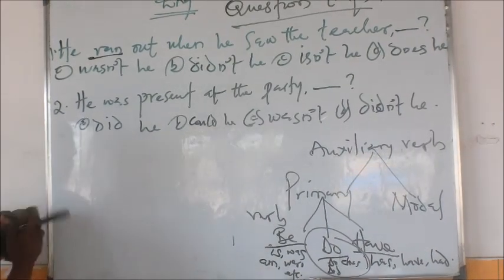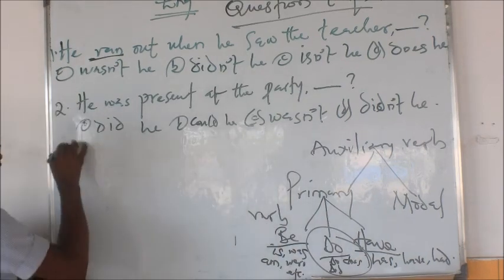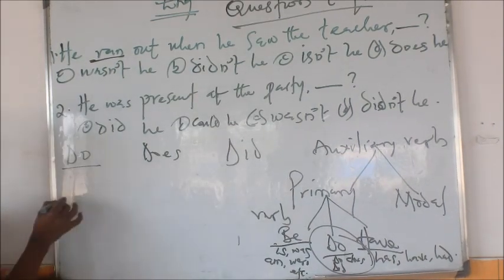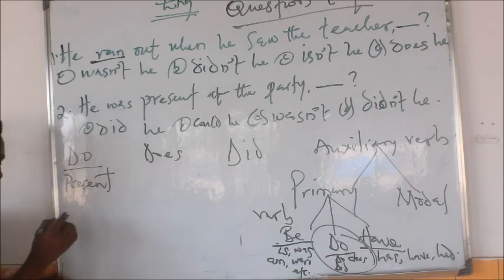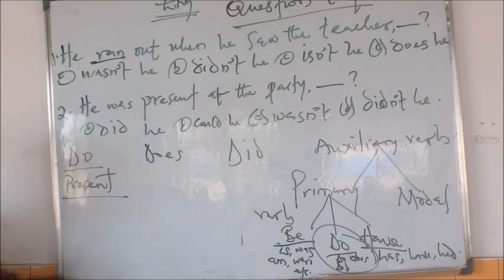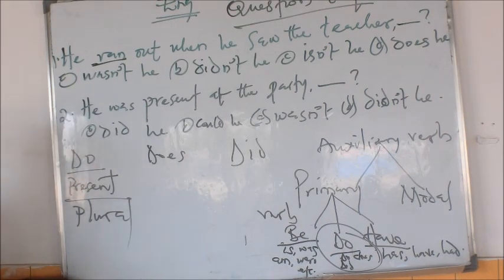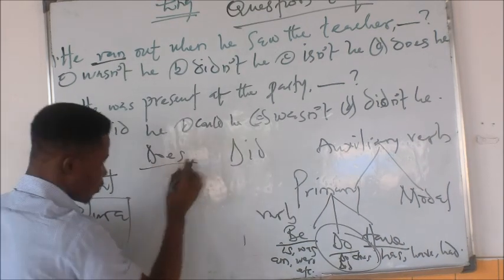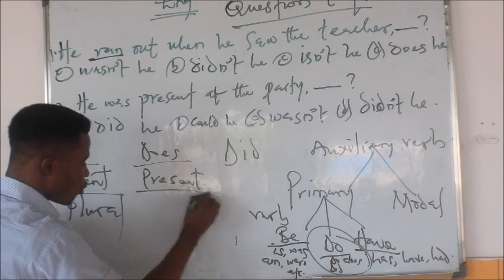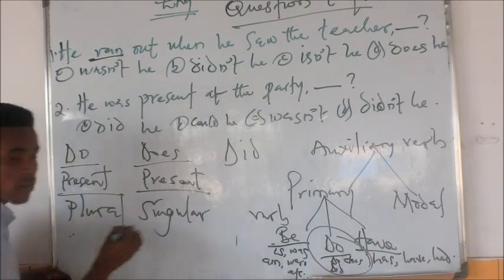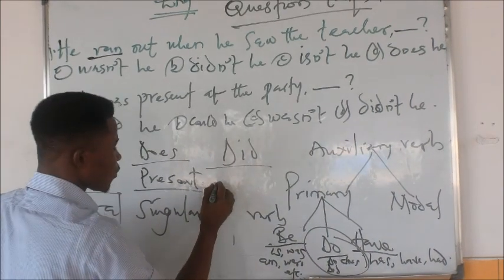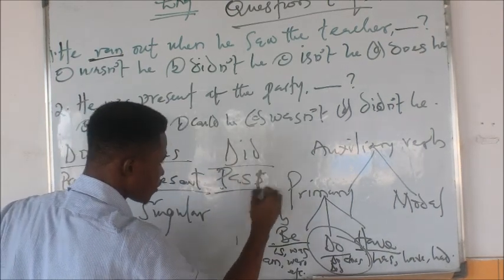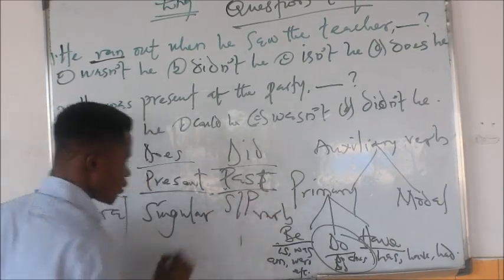Now, let me break it down. The do verbs, how many do we have? Three of them. We have do, we have does, we have did. When do we use do? When what we are talking about is in the present, and the subject performing the action is more than one, plural. For does, it is in the present, but it is singular. Did is in the past, but it is both singular and plural.